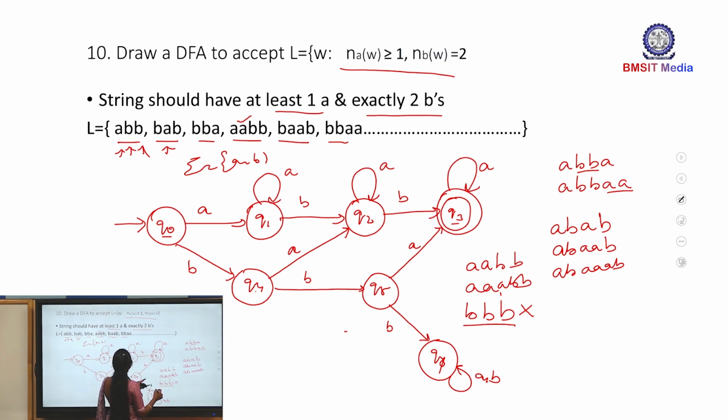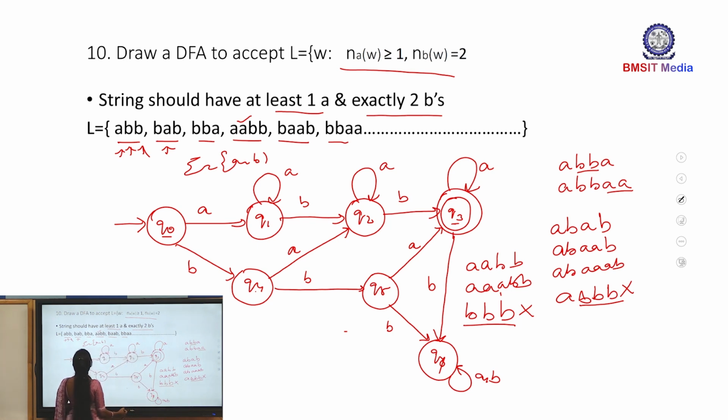Now what happens at this point if I see a B? Starting from Q3, when do I reach Q3? After seeing a B and a B, we reach Q3. Now what happens if I see a B again? You can see that this condition is not true because it must have exactly two B's. So whenever we see a B here, the transition leads to the trap state, because these strings should not be accepted. So this completes it. This is the complete DFA for this problem.